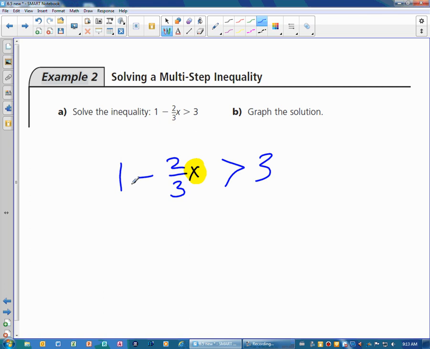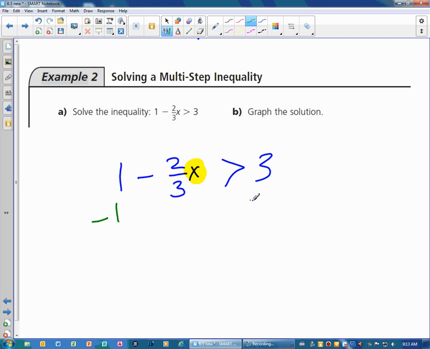Now you might think that you got to think about what the sign is on the 1, okay? I know this negative is here, and this is where many mistakes happen, but this 1 is a positive 1. So to get rid of it, it's a positive 1, so we're just going to subtract 1, okay?